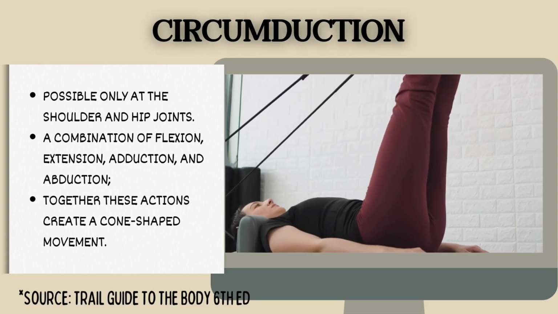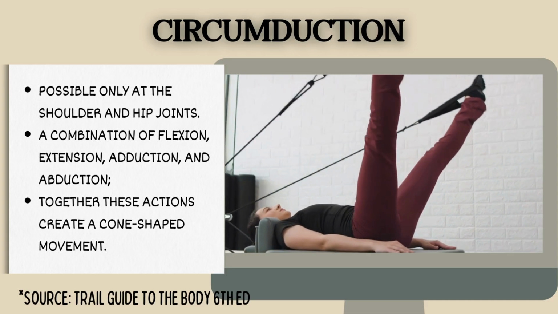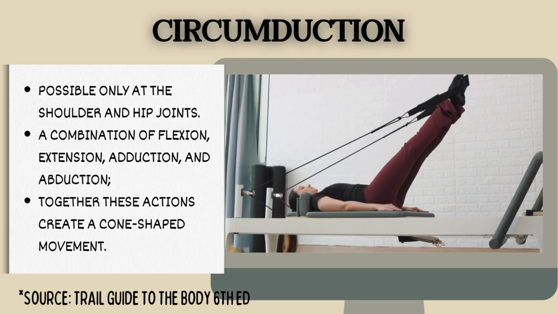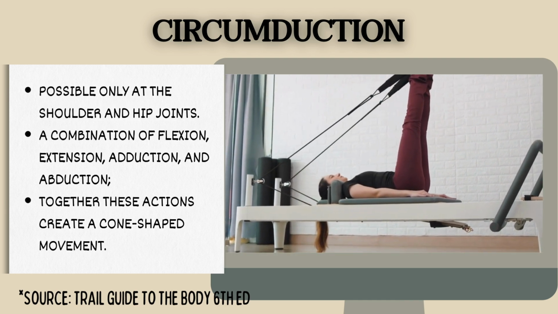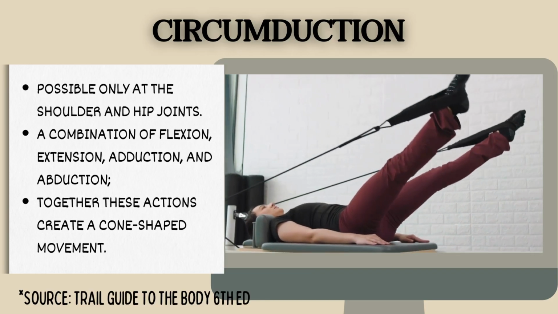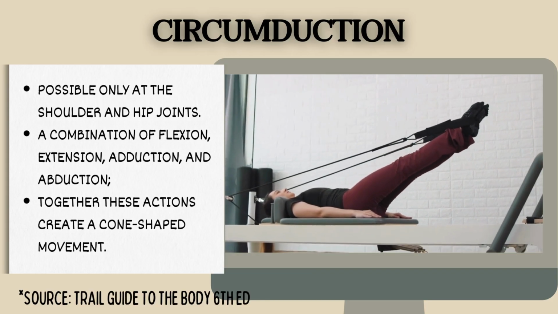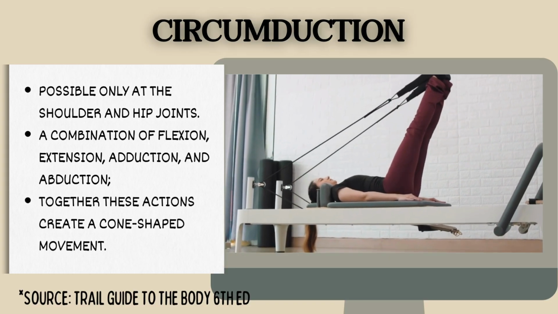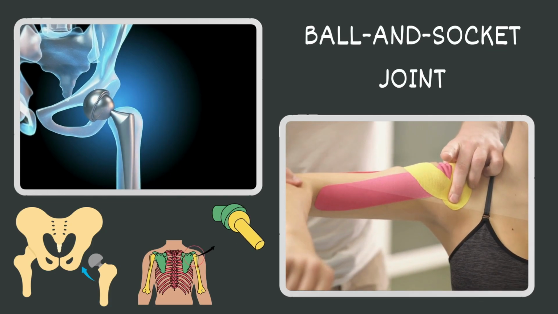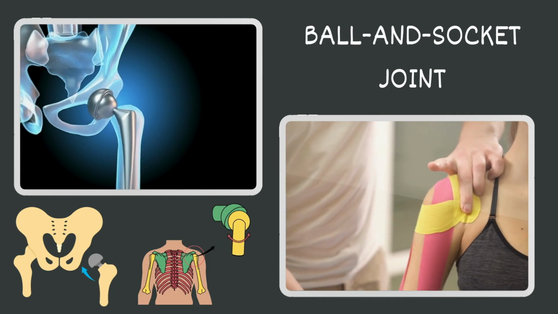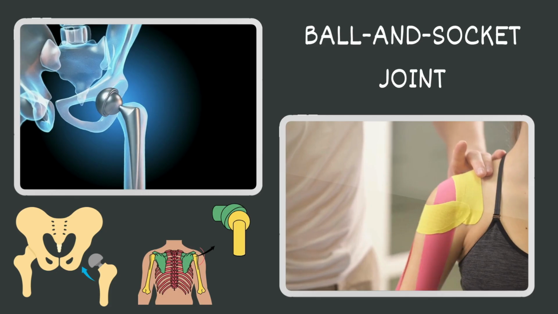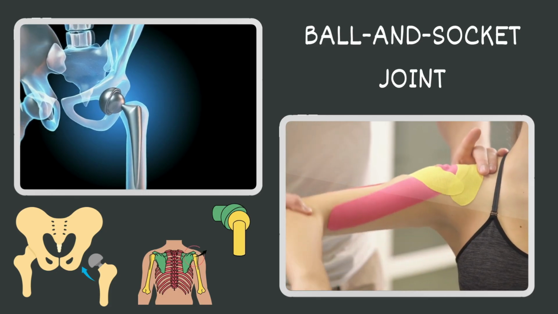Another movement that can only happen at the hip and shoulder joints is circumduction. So this is when we do feet in straps leg circles. The legs move in all directions: flexion, extension, adduction, and abduction. All of these movements can happen again because of that ball and socket joint that is at the hip joint and the shoulder joint. And these are your most mobile joints.